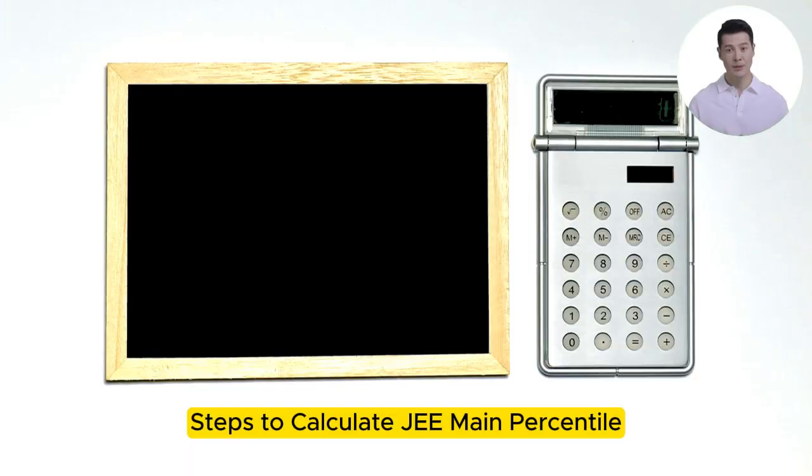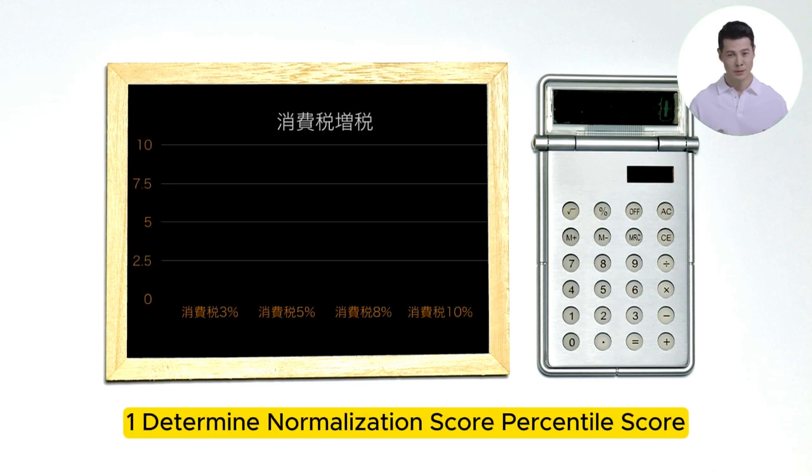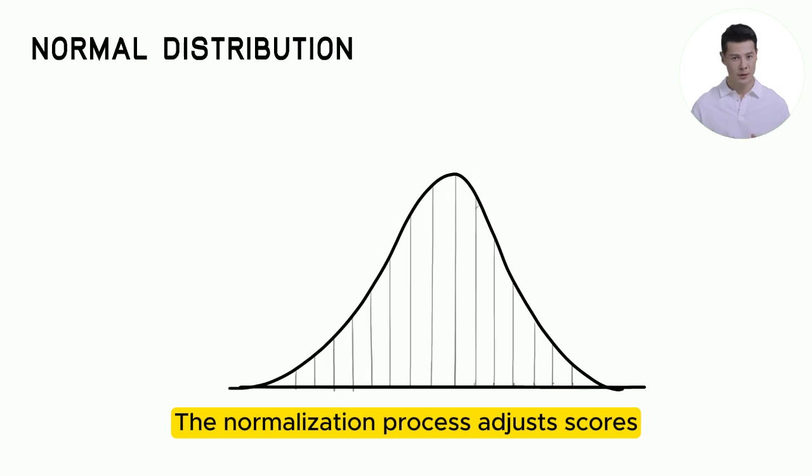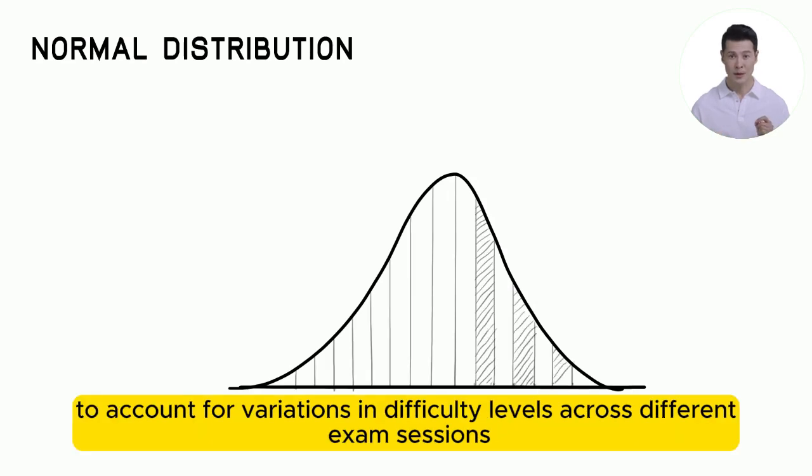Steps to calculate JEE Mains percentile. 1. Determine normalization score. The normalization process adjusts scores to account for variations in difficulty levels across different exam sessions.